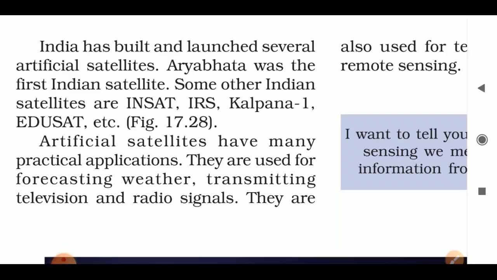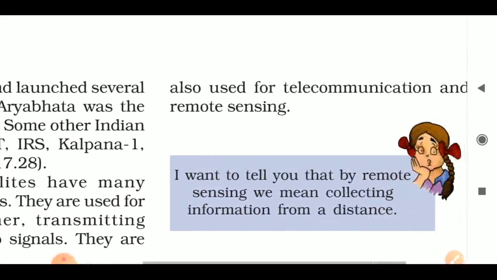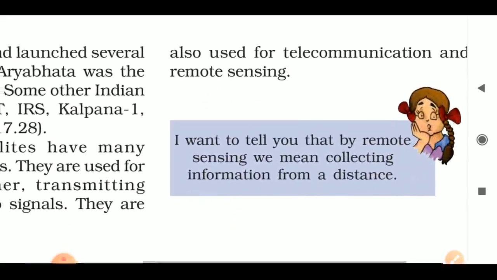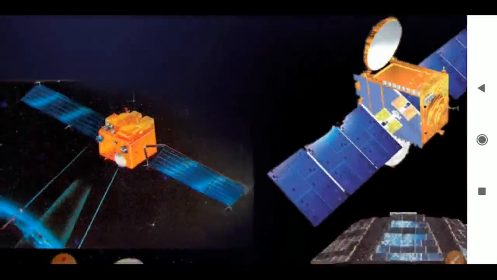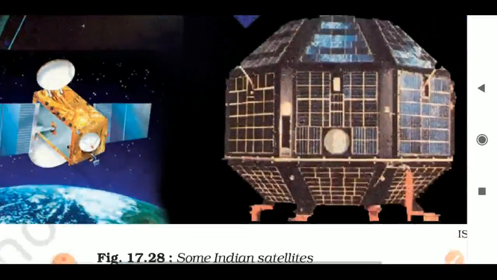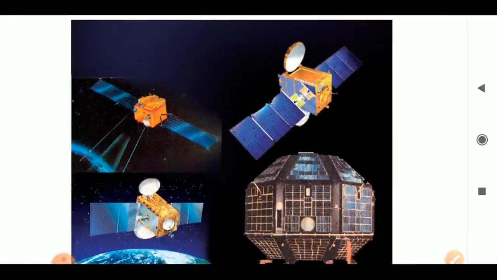And what is the purpose of these artificial satellites? They are used for weather forecasting, and for transmitting television and radio signals. They are also used for telecommunication and remote sensing. These are the artificial satellites of India, as you can see here.